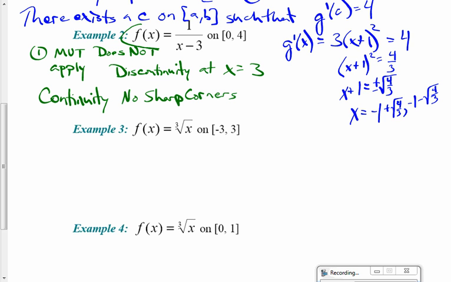You're given a function. Are you looking for point C? At this point, most of the questions involve mentally answering the question: is it continuous and does it not have any sharp corners? Then you're looking for the slope of the secant, which is then guaranteed to be a point on the function that has that same slope on the interval.